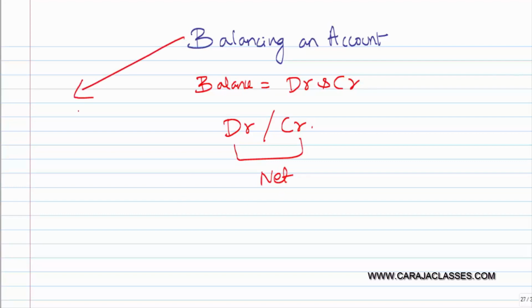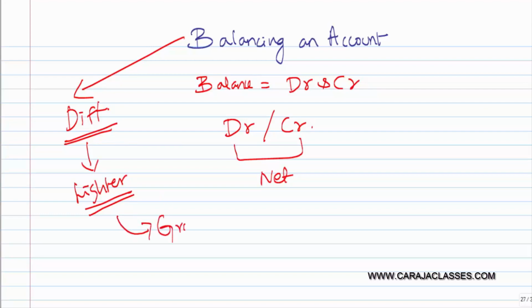Balancing means writing the difference between the amount columns of the two sides in the lighter side, that is, in the side where you have a less total. Okay, so I'll repeat, balancing means writing of the difference between the amount columns of the two sides in the lighter side or the smaller total side so that the grand totals are equal.